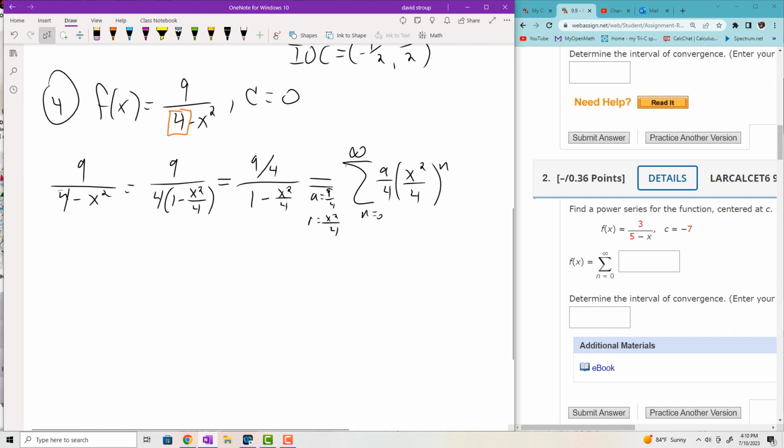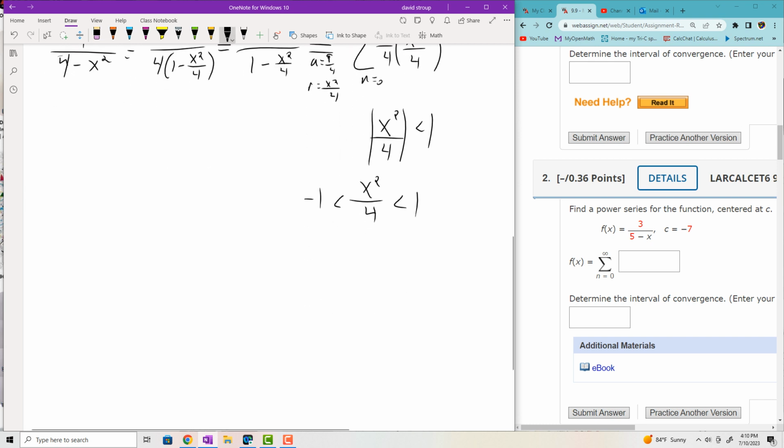You can simplify that if you want. There's not really much to simplify, but you leave it that way if you want. And then that will converge when the absolute value of x squared over 4 is less than 1. In other words, when x squared over 4 is less than 1 but greater than -1. And again, we can solve for that.